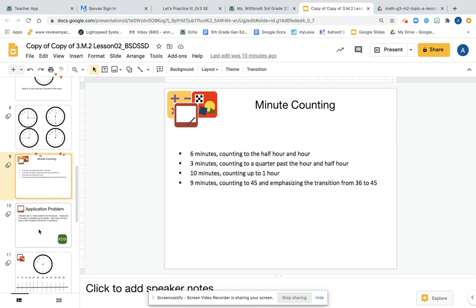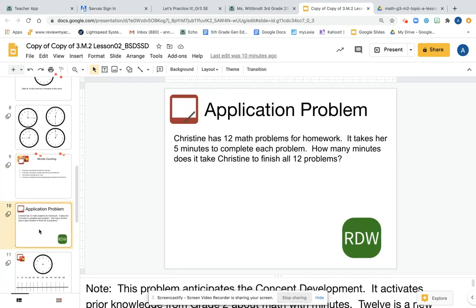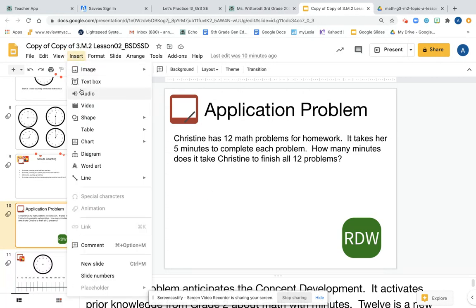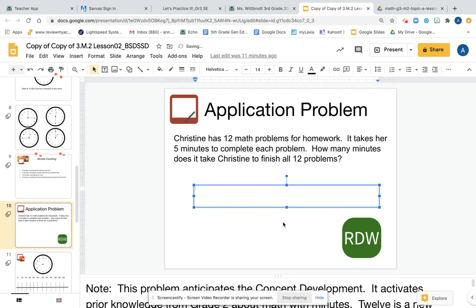All right. Now, you're probably wondering when you're going to use your dry erase marker. We don't need to use it to solve the application problem, but I'm going to have you write down the application problem on your desk. And since I can't get that little pesky marker back, I'm just going to insert a text box, and I'll just write it down with you.